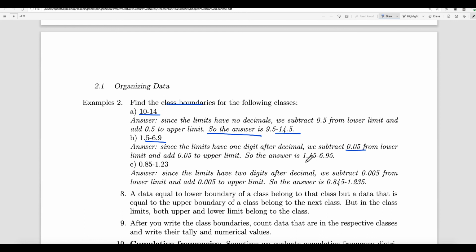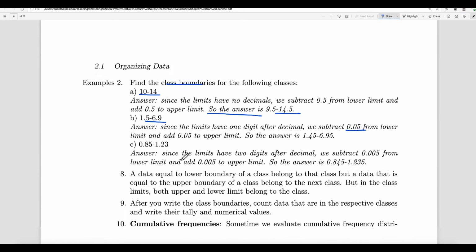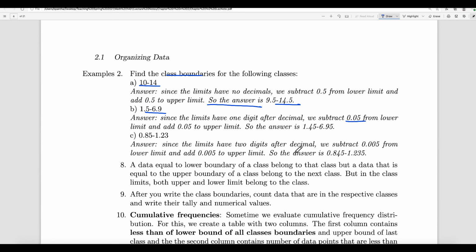That's what you will get: 1.45, because 1.5 minus 0.05 is 1.45, through 6.95, because 6.9 plus 0.05 is 6.95. Here there are 2 digits after the decimal, so we subtract and add 0.005. That's what you get. Okay.